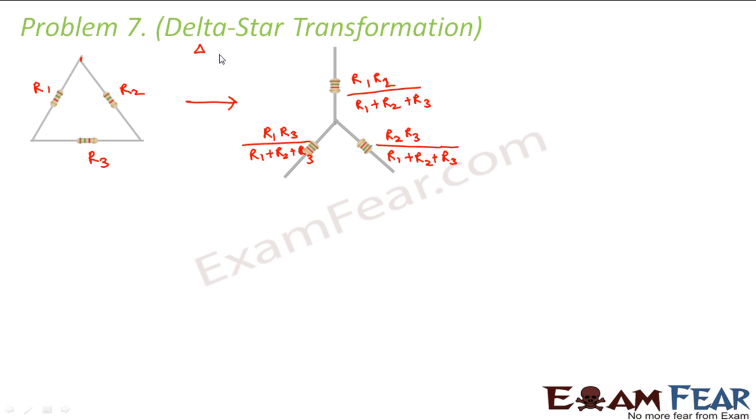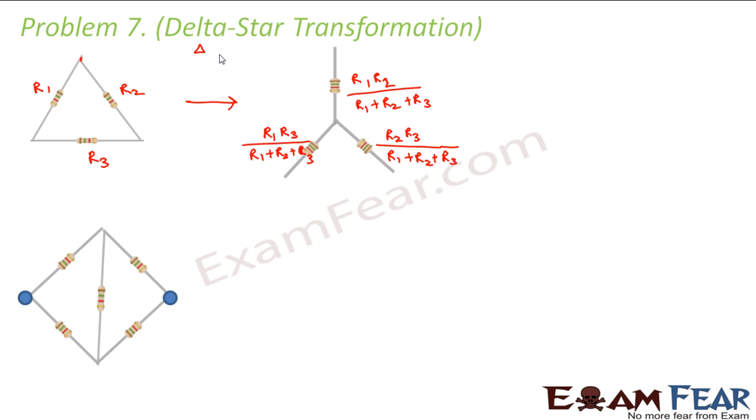This is known as delta star transformation, because sometimes in complicated circuits you just cannot solve the equivalent resistance with the help of current distribution. The circuit looks so complicated that we are not even able to determine how the current will get distributed in different arms of the circuit. In those cases, these kinds of rules help us a lot. So now we will look at a problem where we will use this delta star transformation.